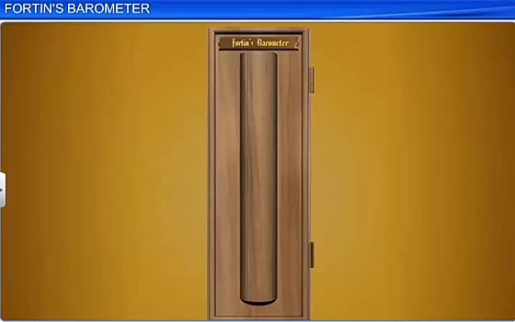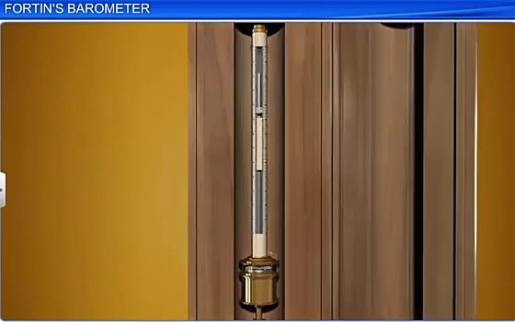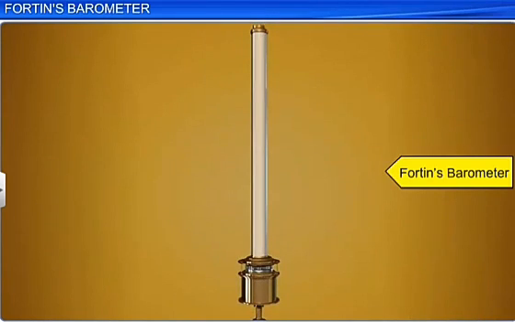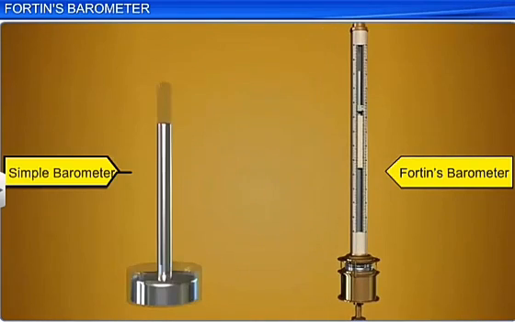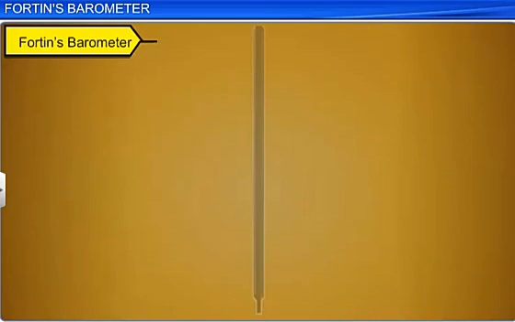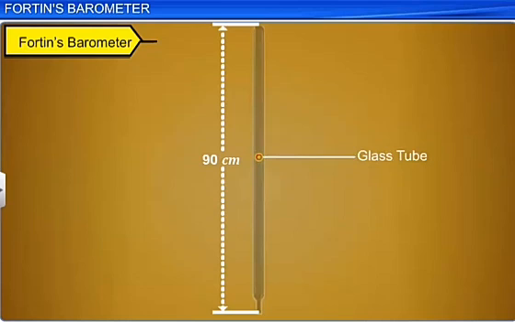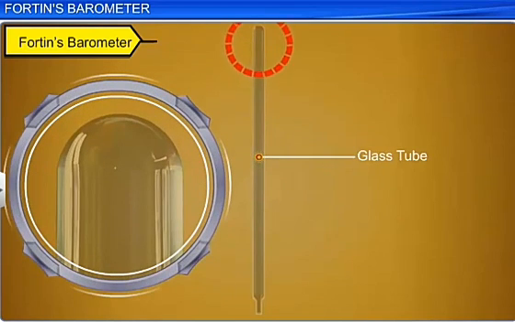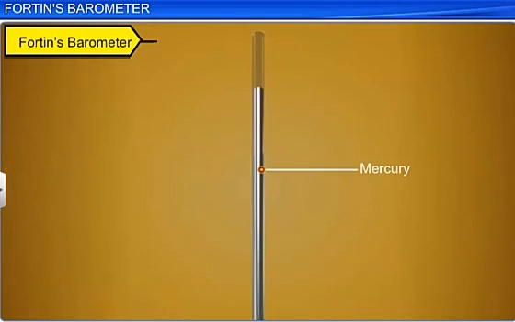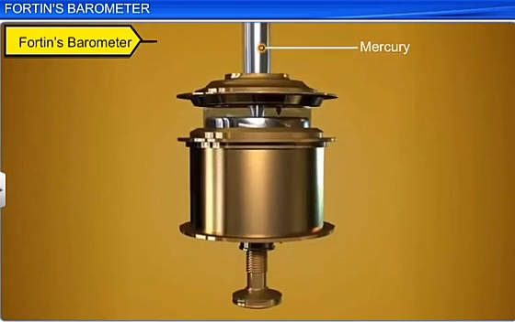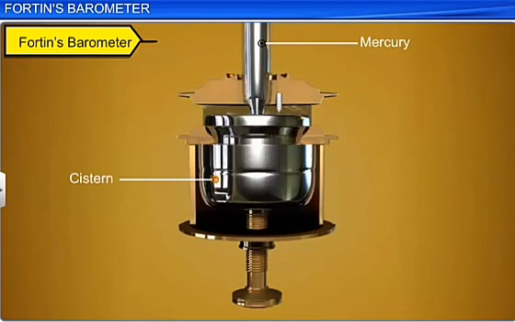An instrument used to measure atmospheric pressure. Fortin's barometer is a modified form of Torricelli's simple barometer. Fortin's barometer consists of a narrow glass tube of length about 90 centimeters. This tube is closed at one end. The tube is completely filled with mercury and kept inverted in a cistern filled with dry mercury.